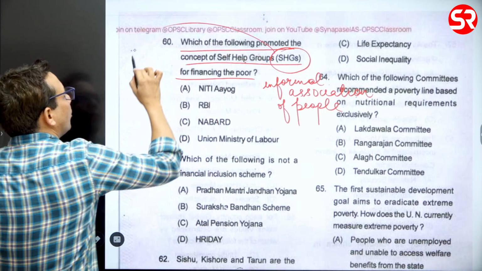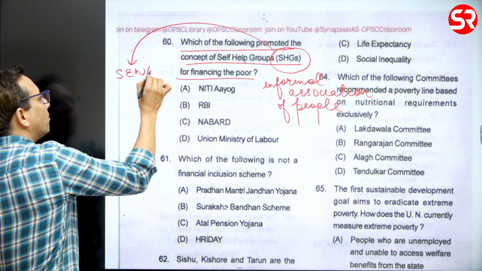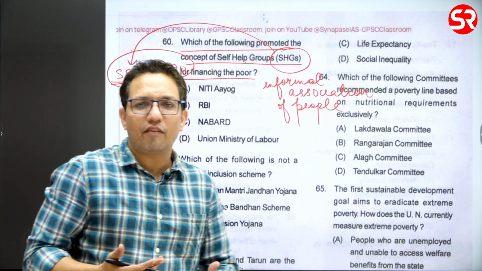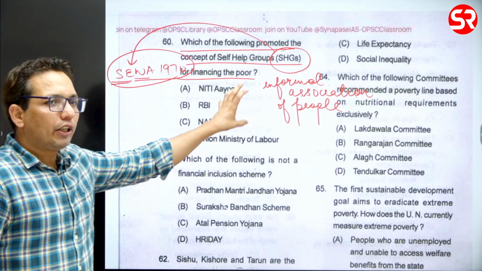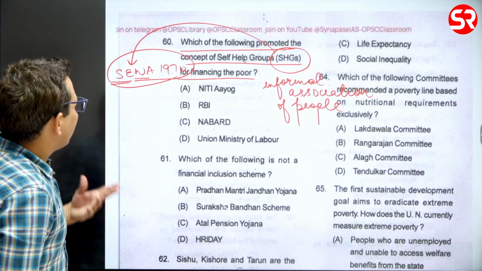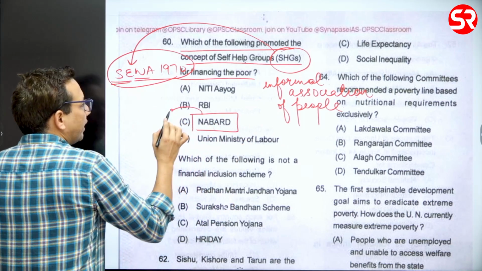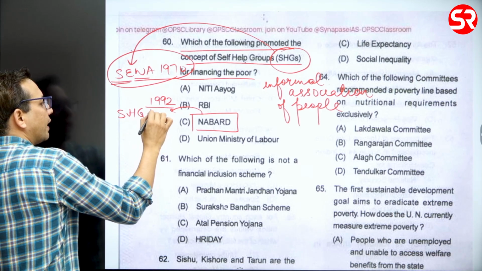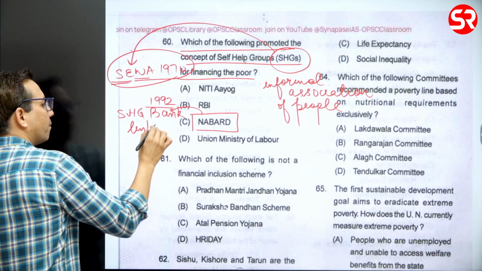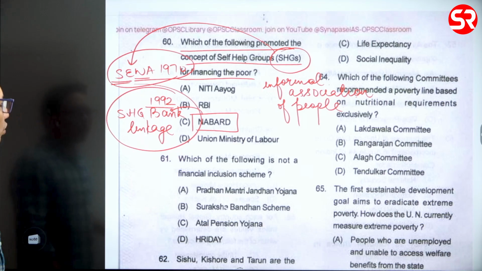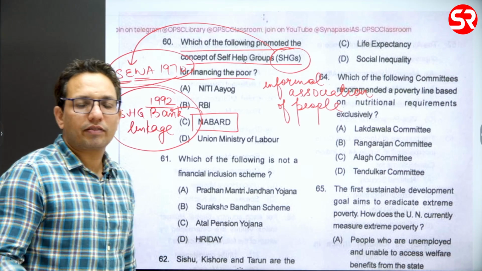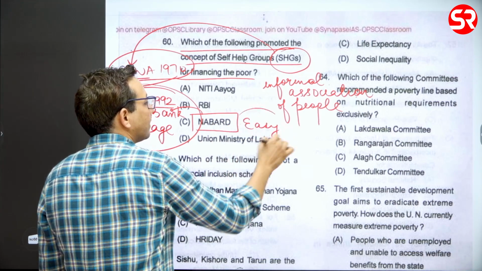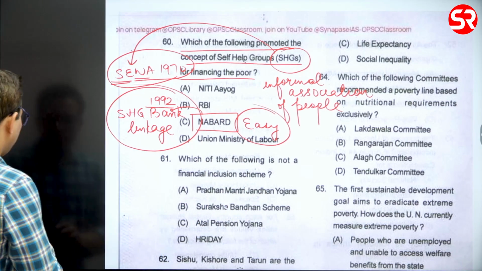Now, the concept of self-help group came to India through SEWA, the Self-Employed Women's Association, in 1970. But if I talk about an organization which has had a huge role to play in the setting up of self-help groups, that organization is NABARD. In 1992, NABARD brought a program called the Self-Help Group Bank Linkage Program, through which it encouraged the setting up of self-help groups in India. Hence, the answer to this question is C. I would say this question is very, very easy because this is given even in the NCERT, class 11. All right, let's continue.